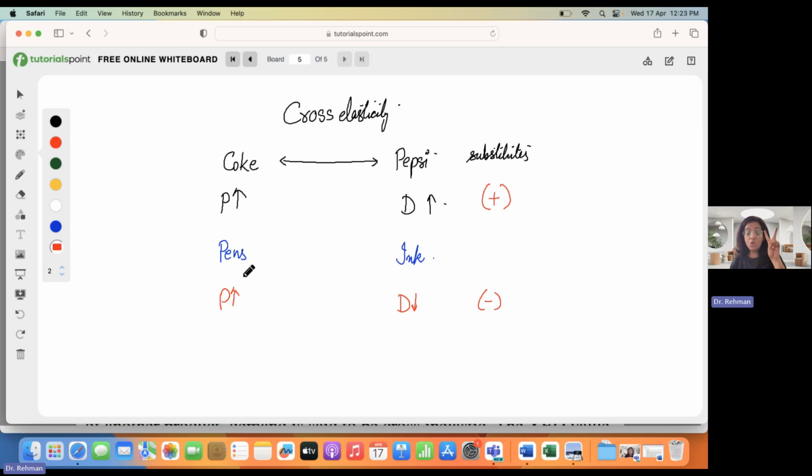Any two products that show negative cross elasticity are called complementary goods.